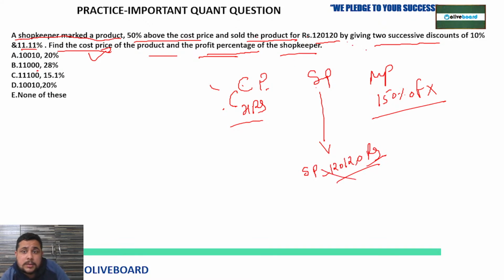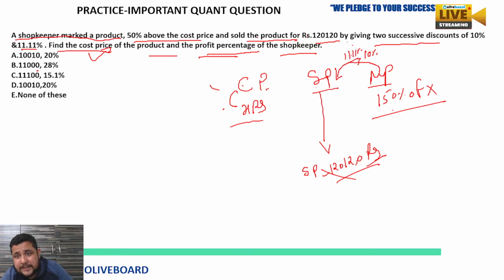Clear? Now, by giving two successive discounts of 10% and 11.11%. So discount is always given on the marked price. After discount only you are selling. So this selling price is decided after the marked price, right? After giving two successive discounts on the marked price. So first one 10%, then they are talking about 11.11%.